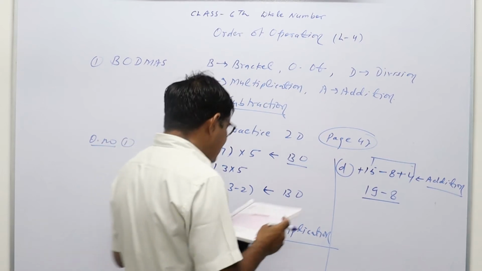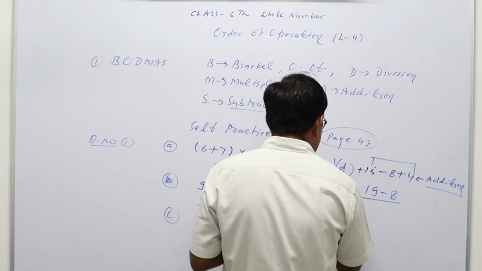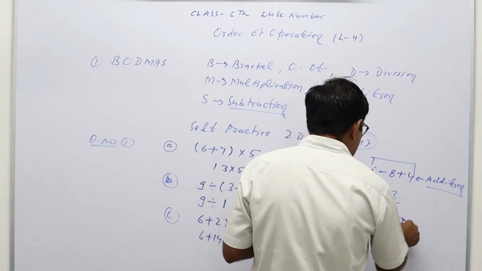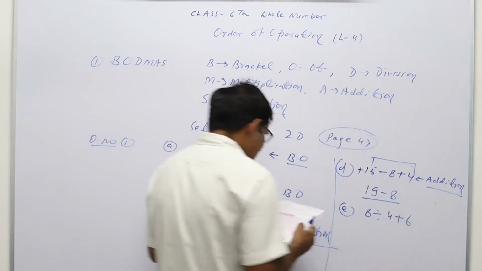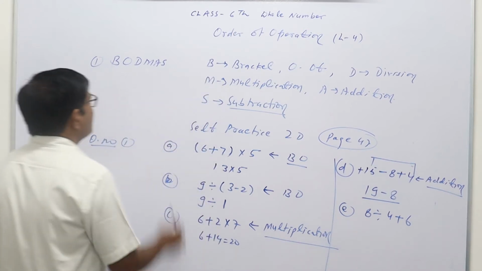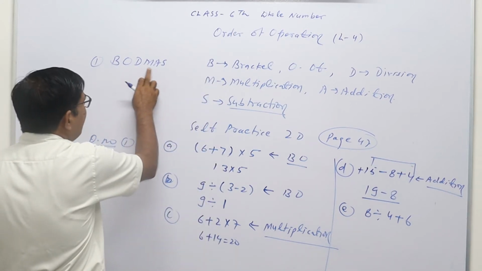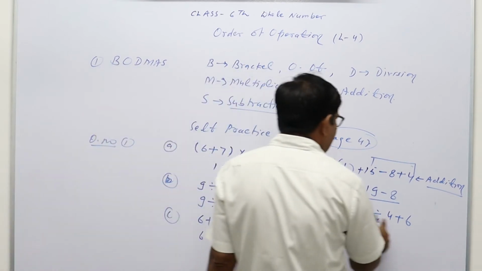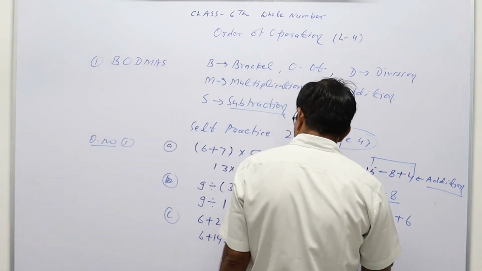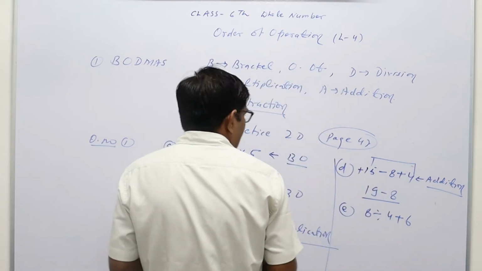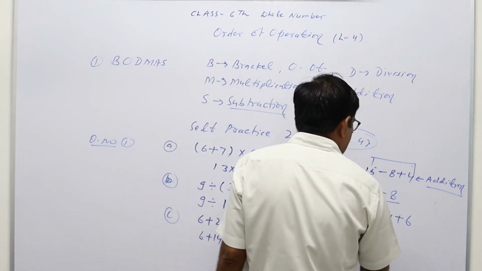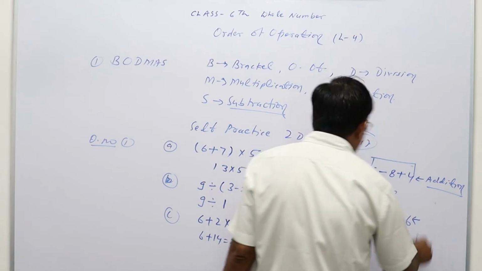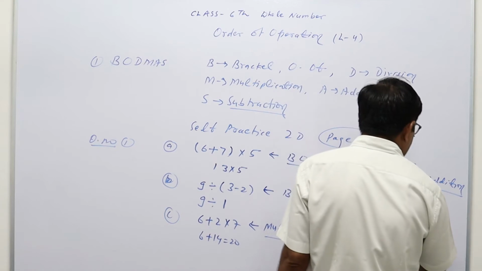Then the next question is E, and it contains 8 divided by 4 plus 6. So there are two operations. First is division, and then addition. So first we will divide 8 divided by 4. That will be 2, then plus 6. So the first operation which we will use is division.